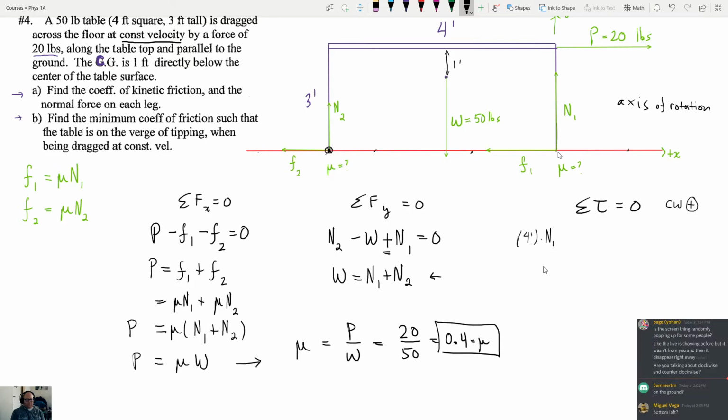And then normally you'd multiply by the sine of the angle between this distance and this force here, but that angle is going to be 90 degrees. And the sine of 90 is 1, so we don't need to write that. I said clockwise is positive. What direction is this N1 going to torque the system? Is it going to be clockwise or counterclockwise?